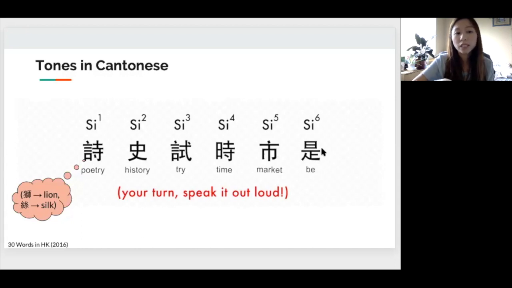It is important to keep in mind that even with tones, words are contextual based. For example, for the first tone in here, they used an example of this character which means poetry, but in a different context and with different characters, it can also mean lion or silk. And these 2 words are pronounced the same also.